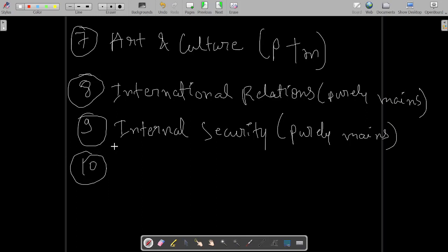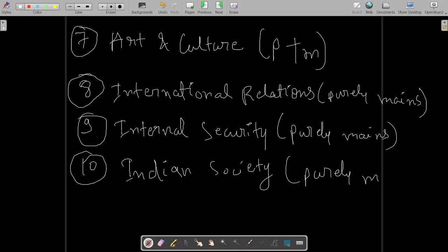On number 10, what is there? Indian society. Okay, Indian society is also purely mains. Then you have governance and social justice.